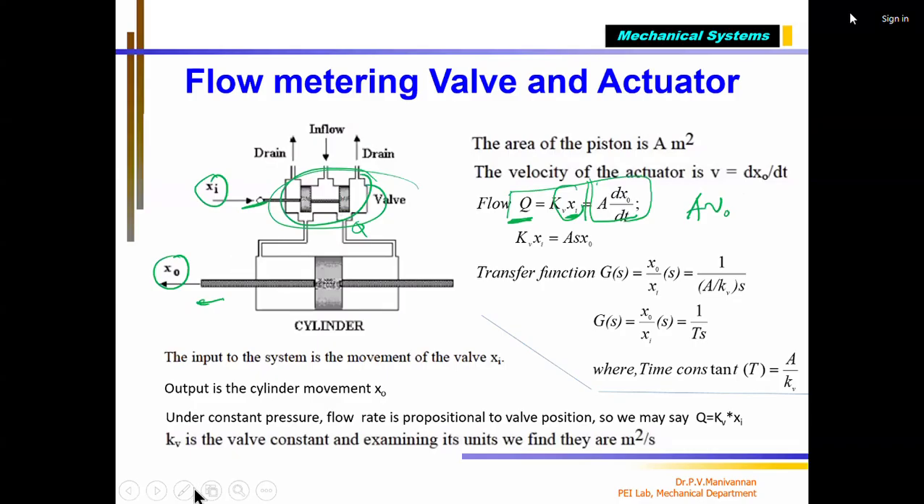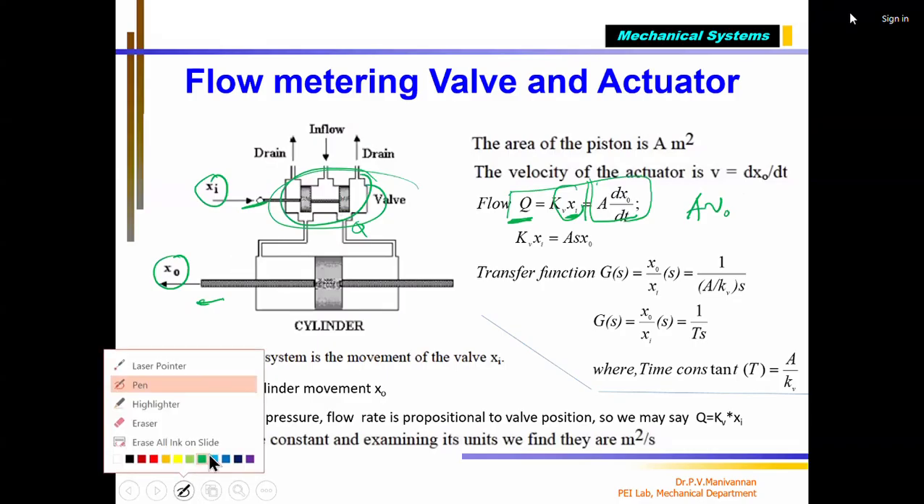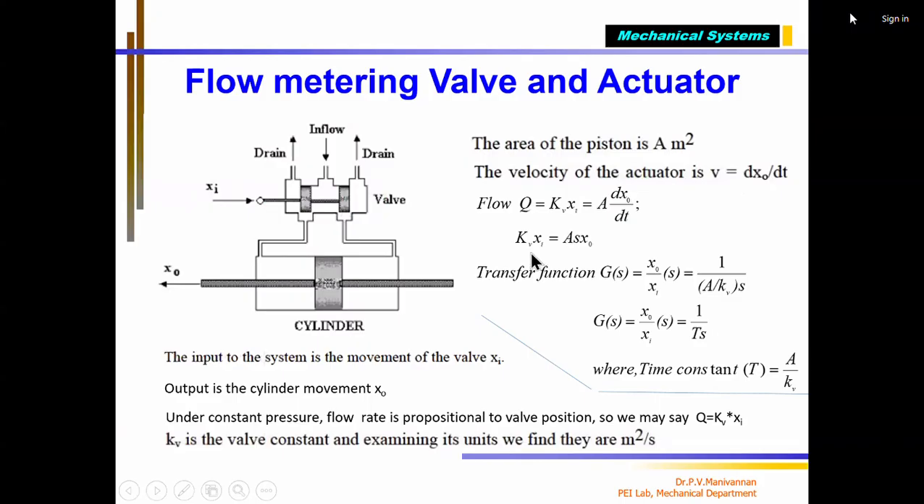So now we have written the time domain equation: kV into xi equal to A into d by dt of x naught. I have converted this time domain equation into Laplace. kV, the valve constant, comes as it is. xi is a multiplication, so it comes as it is. A is a constant, so it comes as it is. d by dt is represented by the Laplace variable s, then x naught is given here. So now I have the Laplace domain equation, the same mathematical model written in Laplace.